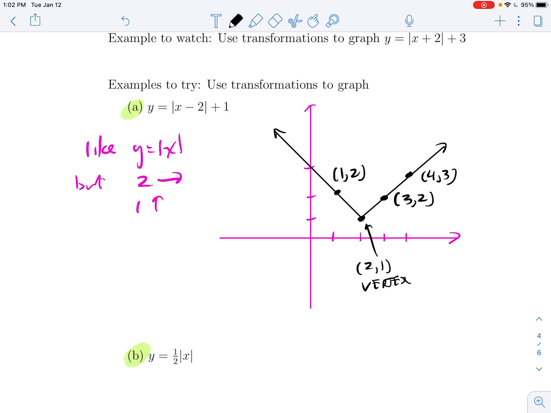I'm not super concerned with specifically labeling every single point. I'm much more concerned with you understanding, oh, hiding within this is the parent function of the absolute value of x, and we know what that looks like. And we understood that we're taking that graph that used to have this corner down here, and we're shifting it over and up.